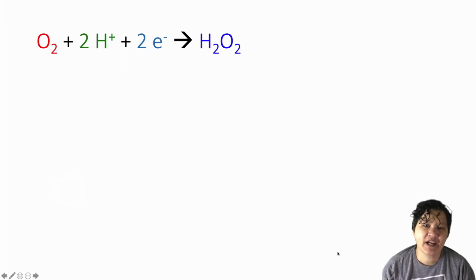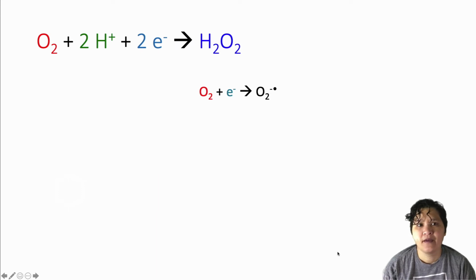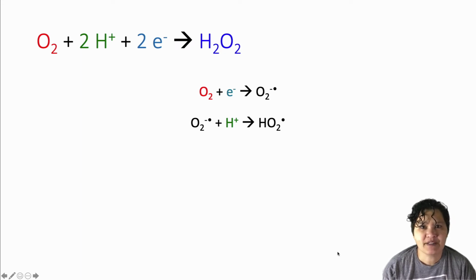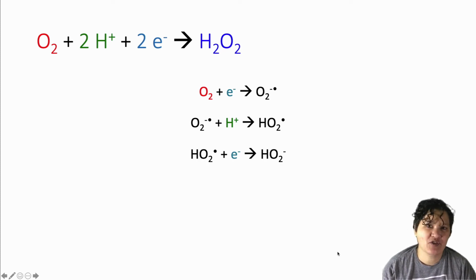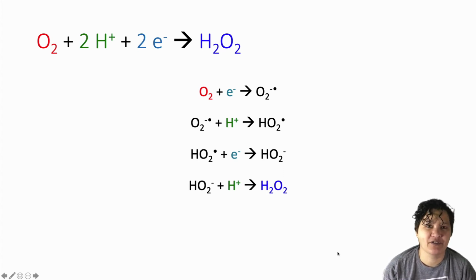The way this reaction happens is through a series of elementary processes. Here they are. First, oxygen takes an extra electron to form superoxide. Second, superoxide reacts with the hydrogen ion to form the hydroperoxyl radical. Third, the hydroperoxyl radical picks up an extra electron to form the hydroperoxyl anion. And finally, the hydroperoxyl anion picks up a hydrogen ion to form hydrogen peroxide.